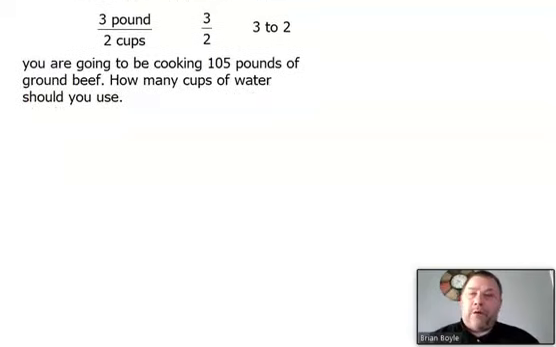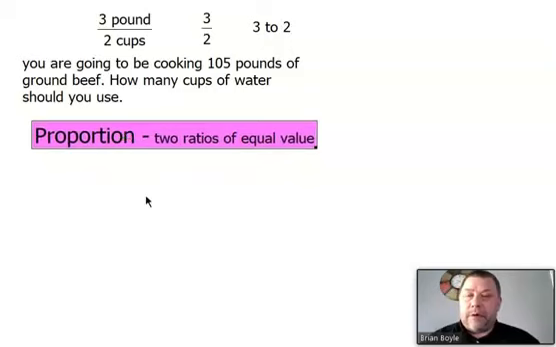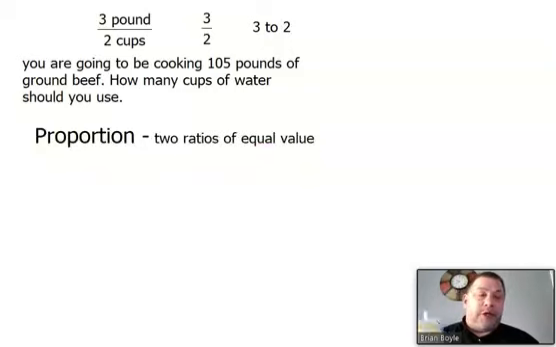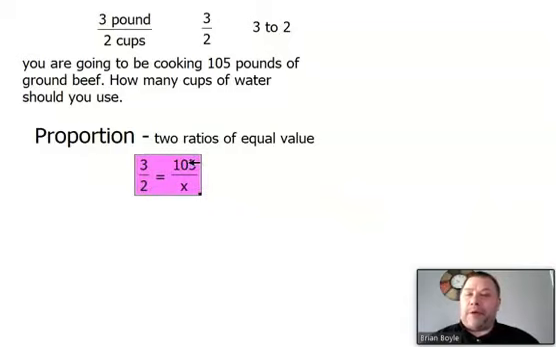This is where we need what's called a proportion. So here's our next definition. Proportion: 2 equal ratios. What do we know? We know that every 3 pounds is 2 cups, but we need 105 pounds. How many cups? We're going to set up a proportion that looks like this. And you can see where it comes from. 3 pounds of beef, 2 cups of water, 105 pounds of beef. We don't know how much water.